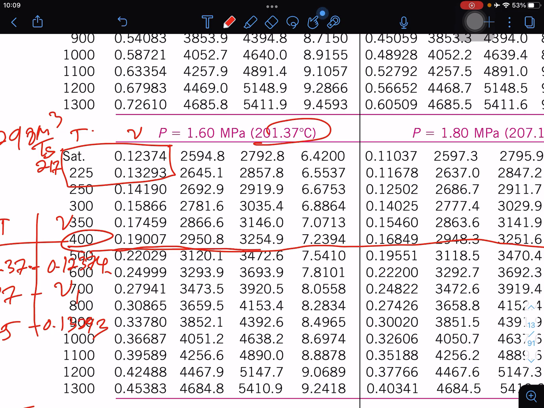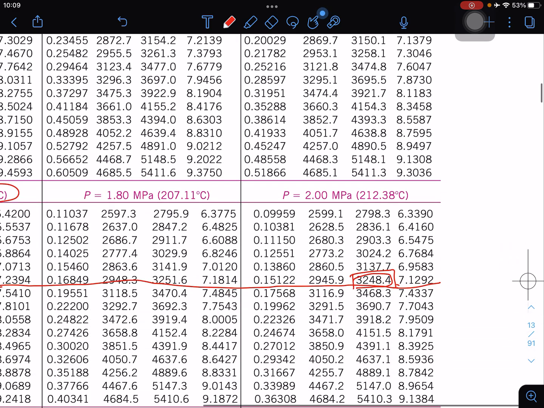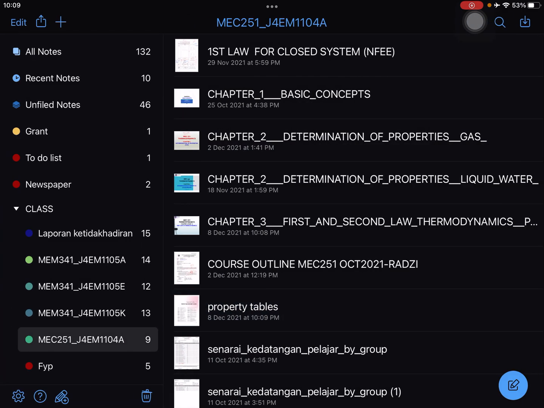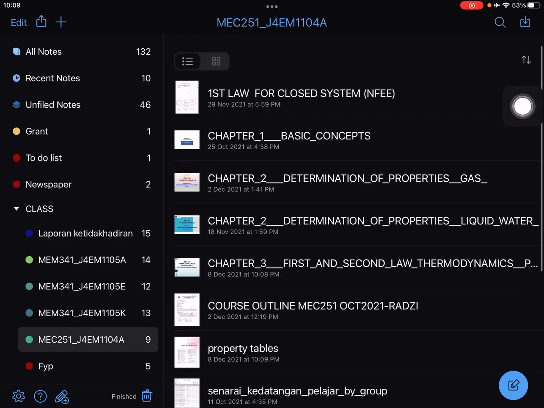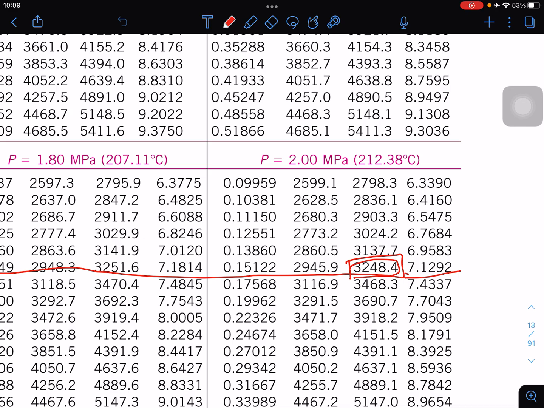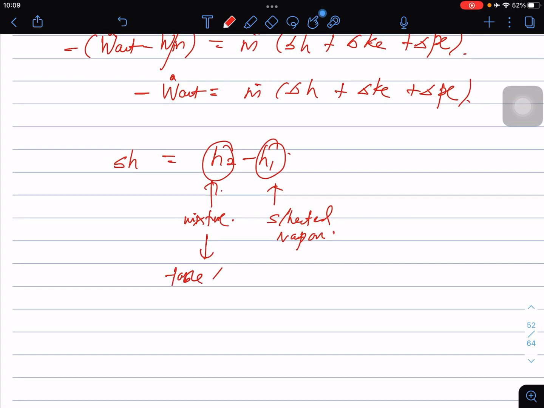So take your ruler and then mark the position here. The value here for H, on the third column, H, is 3248.4. So we mark this value as your initial enthalpy, 3248.4. So write down here, from table A5, sorry, this one is table A6. So H1 equal to 3248.4 kilojoule per kilogram. So this is from table A6.